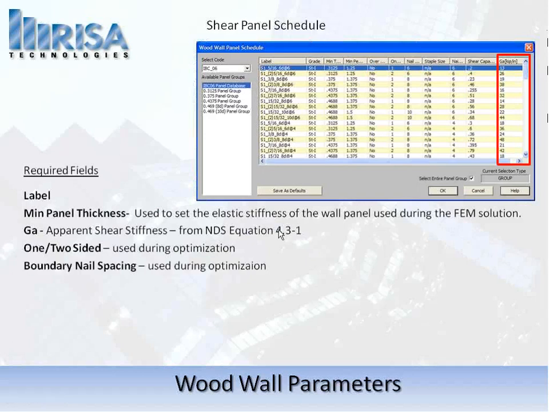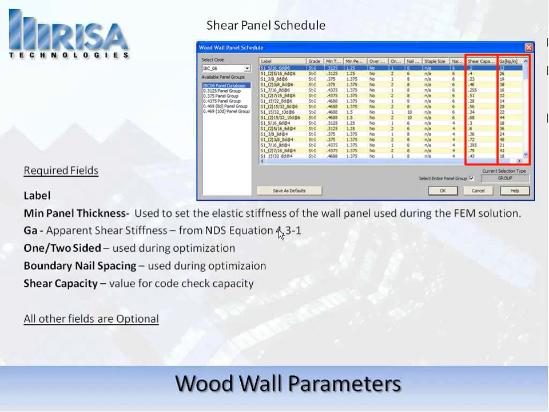Boundary nail spacing, again, is to help do the optimization when we were in the design rules. Shear capacity, now that's another big value there. That's what's going to go in for the code check capacity. So what can this actual panel take for shear? What is its capacity? Okay.